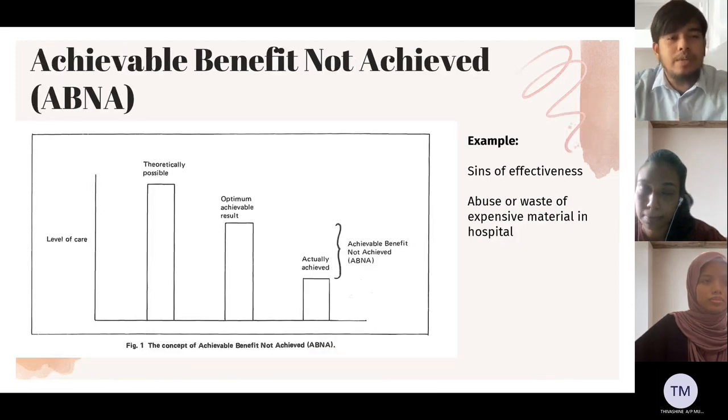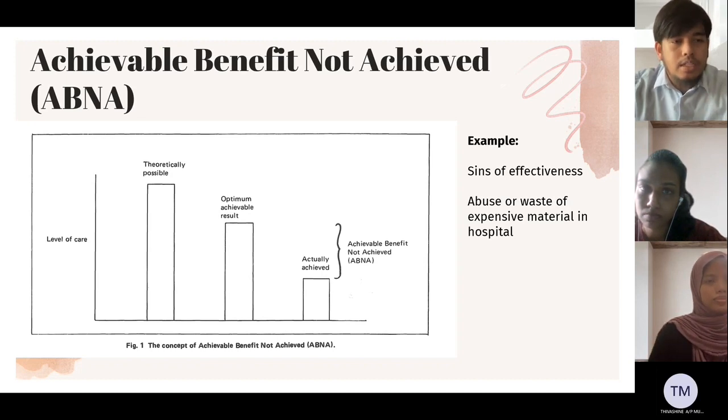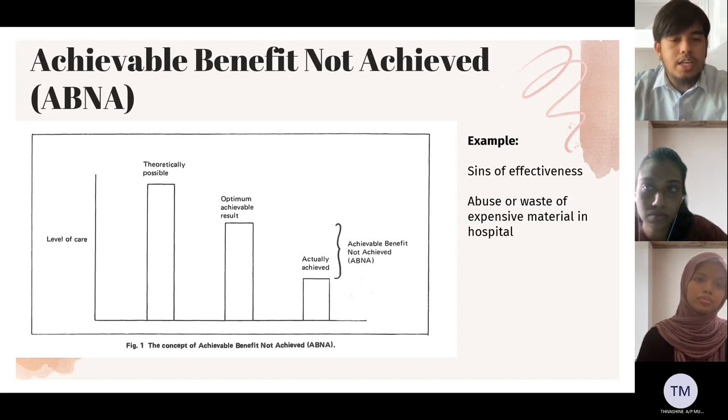Next, I will talk about the achievable benefit not achieved, or for the short form is ABNA. As you can see in the diagram below, it is the difference between the optimum achievable result, which is our target or our indicators set by the national or the district or the hospital levels, and the results actually achieved by us. So the difference of that is our achievable benefit not achieved. So the target is we need to reduce this ABNA to achieve the optimum target.